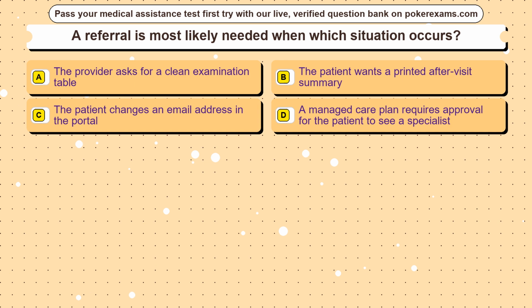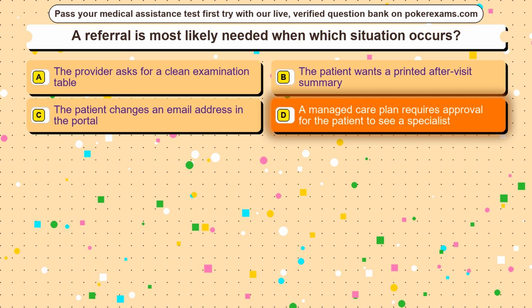Question 65. A referral is most likely needed when which situation occurs? Option A. The provider asks for a clean examination table. Option B. The patient wants a printed after-visit summary. Option C. The patient changes an email address in the portal. Option D. A managed care plan requires approval for the patient to see a specialist.